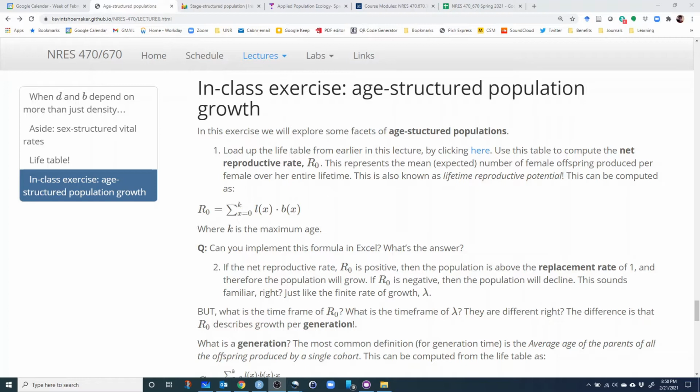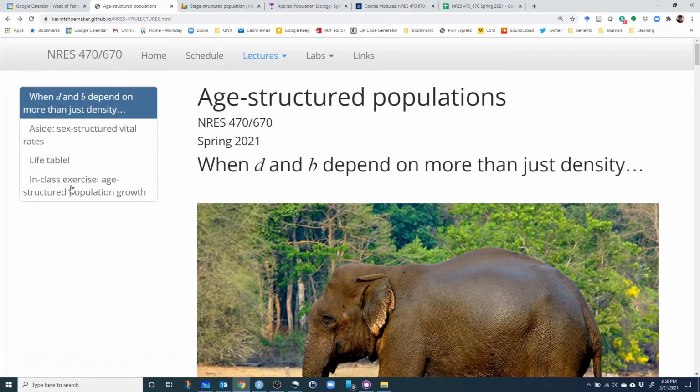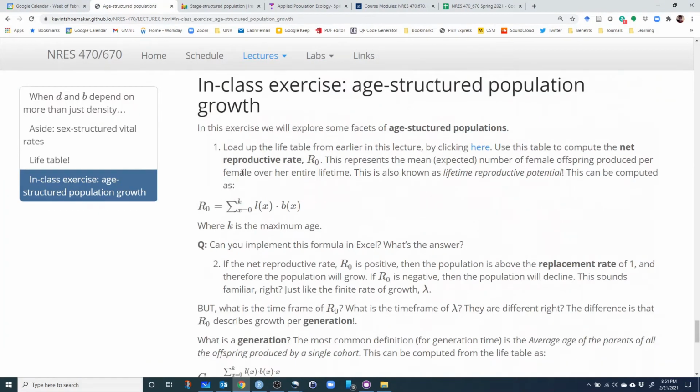In this video, we're just going to quickly get you started with the exercises for the age-structured population lecture. This is at the end of the age-structured population lecture where it says in-class exercise, age-structured population growth. And there's two different exercises here.